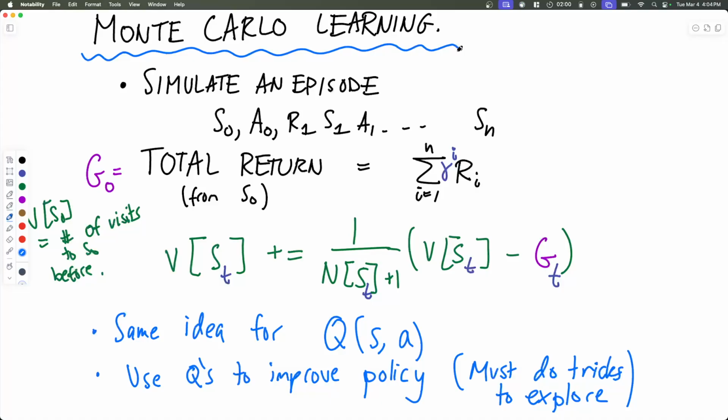Any questions or comments? So just for Q, it would be Q of S comma A equals 1 over n times Q of S, A minus G, right? Yes, right. So instead of saying you visited this state, it's you were in this state and you took this action. So state-action pairs become the new states. Yeah, very good.